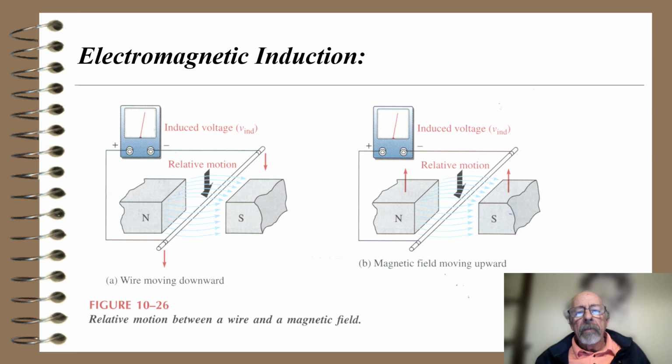Electromagnetic induction is the title of this slide, and it shows the basic principle that was discovered over 100 years ago, that I have a north and south pole of a magnet, and there's a magnetic field between the north and south pole. I take a wire and I pass it down through that magnetic flux, and it turns out it induces a voltage. If I move the magnetic field upward and the wire stays stable, I induce a voltage.